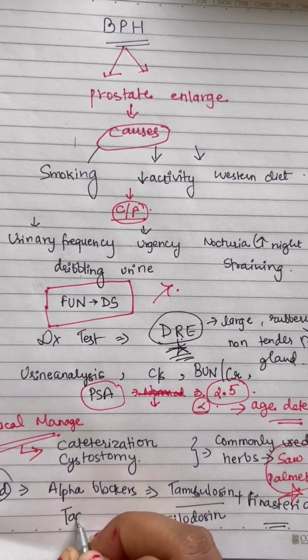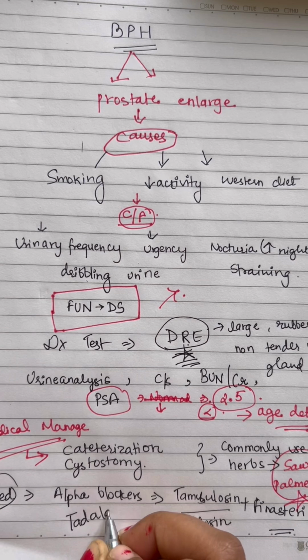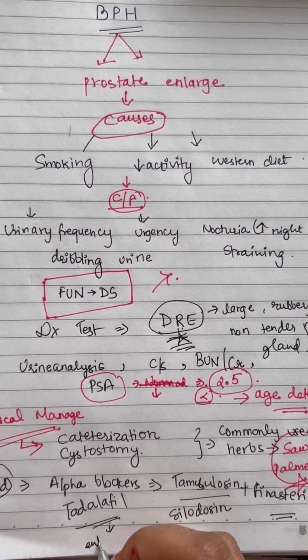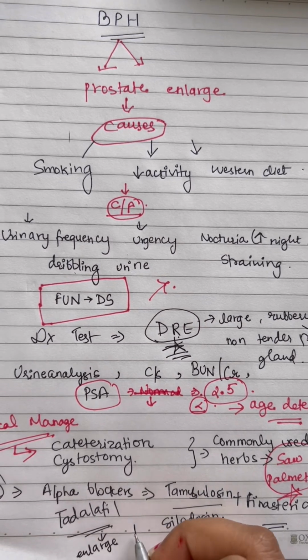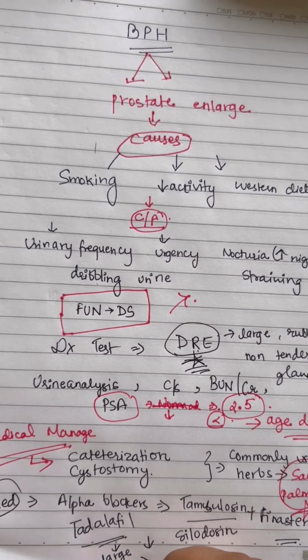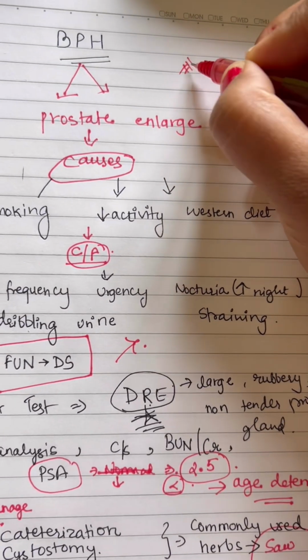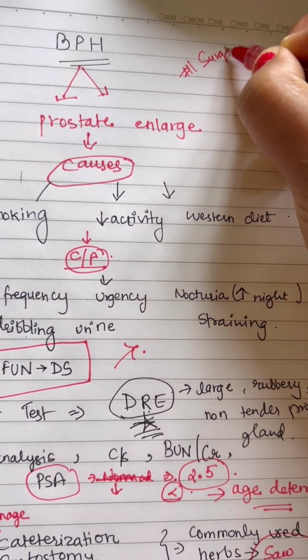And another commonly used drug is tadalafil. Tadalafil is especially used in case of enlarged prostate. It helps to reduce the prostate gland.